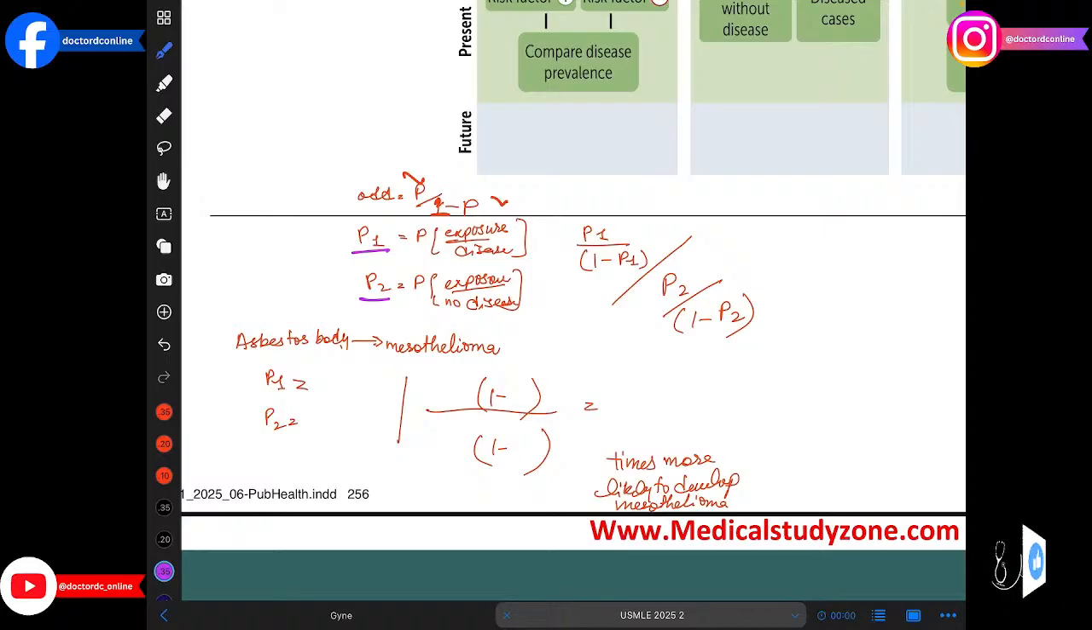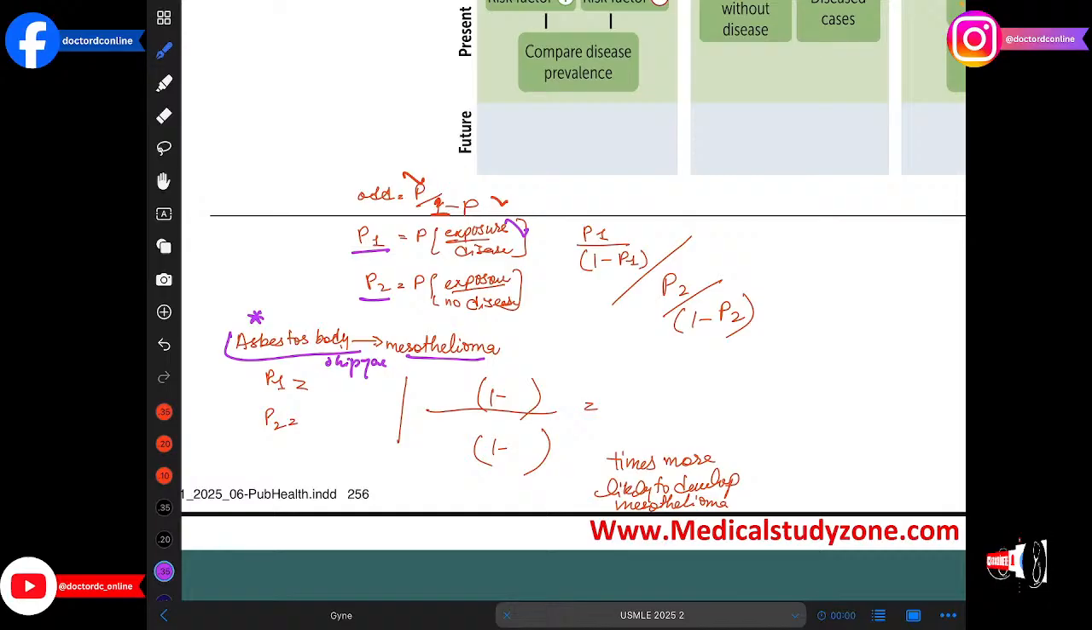Let's try to make this more concrete by using a specific example. Here we have an example of a case control study where we're looking at exposure to asbestos, which is a material found at construction sites and shipyards, and the development of mesothelioma. Here you are looking into the past and comparing cases with the disease to controls without the disease and analyzing their previous exposure to asbestos to see if cases with cancer had higher exposure rates.